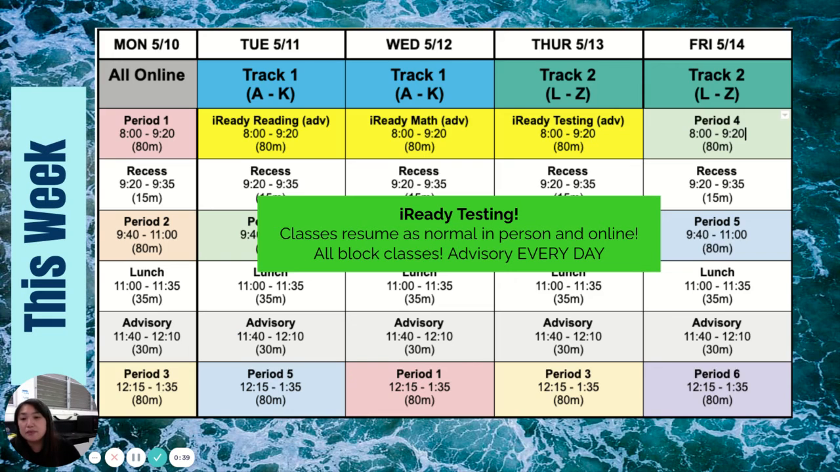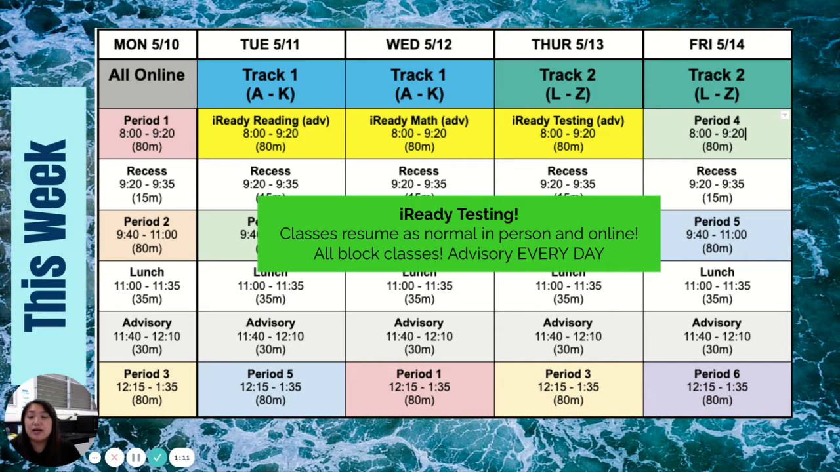So this is a schedule for this week. It is iReady testing, so Monday through Friday, the schedule is a little different. So Monday we have block periods, so periods 1, 2, advisory, and 3. And then Tuesday through Thursday, we have iReady testing in the morning, starting at 8 o'clock in the morning. So do go to advisory. You will be working on iReady testing, and then after that you have recess, and then block periods, and then lunch, and then advisory again.